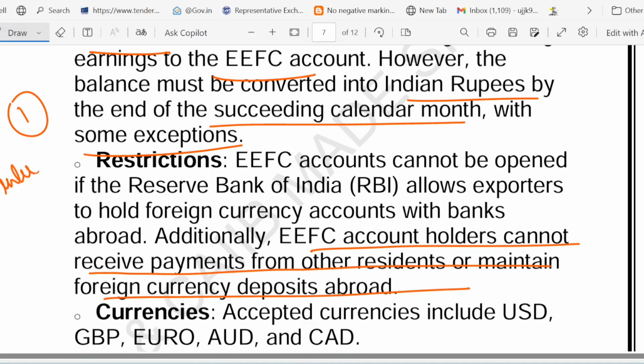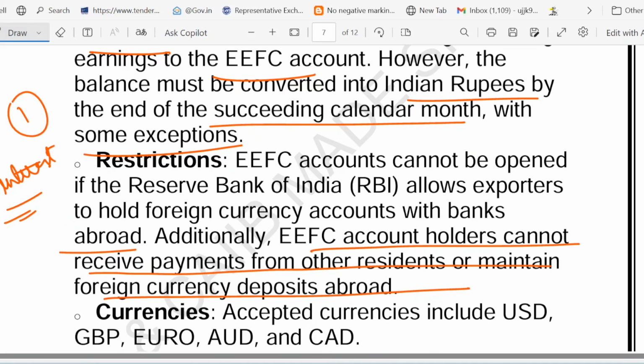And no interest they are earning on it. This is just like current account. No interest on this account. Right? Your money just sits there. No loan or no credit against this account. Right? So basically bank cannot provide you credit. And EEFC account cannot be opened if the RBI allows exporter to hold foreign currency account with bank abroad. This is very, very important thing.